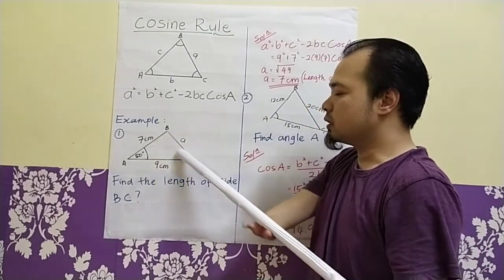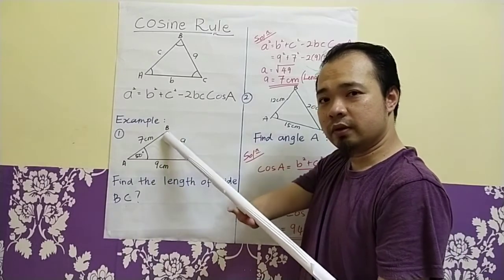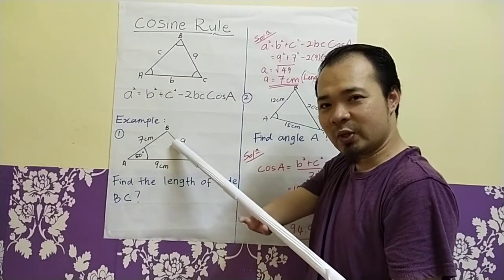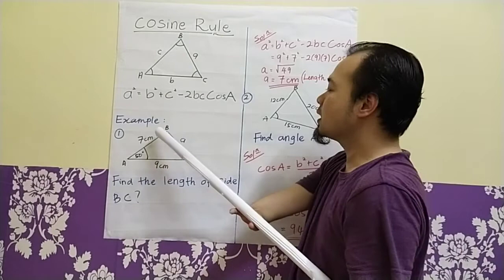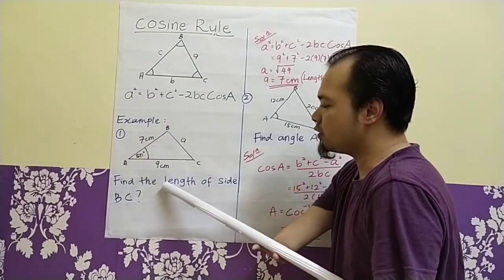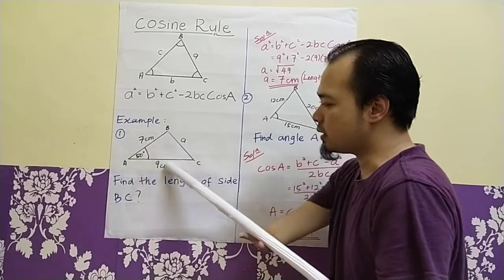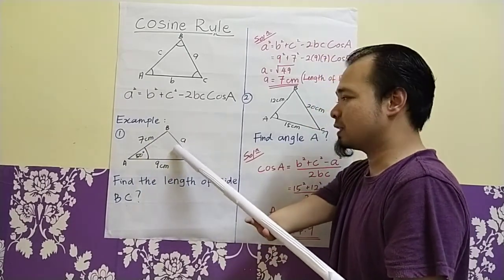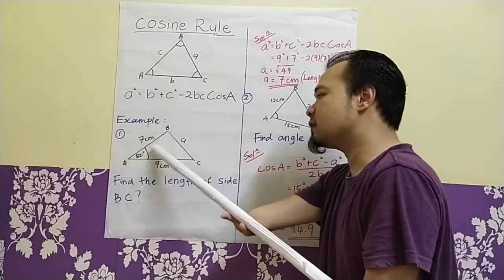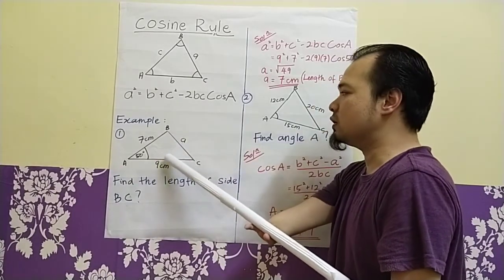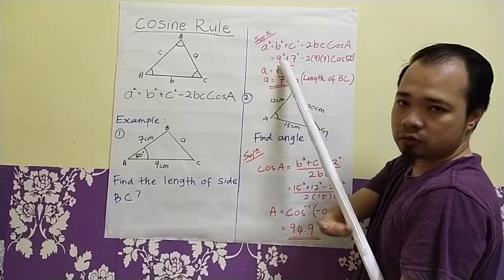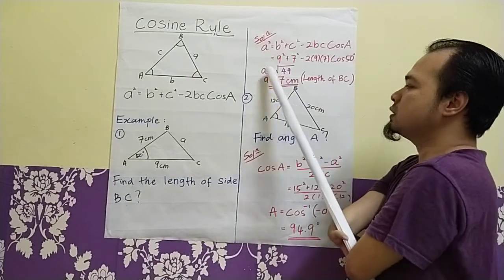Okay, so far follow? Bilal? Follow? Alright. So how to find the length of the side BC? Based on this triangle, we know that we cannot use sine, cosine, and tangent because this is a non-right angle triangle. So what we can use is the cosine rule. So how to solve this question?